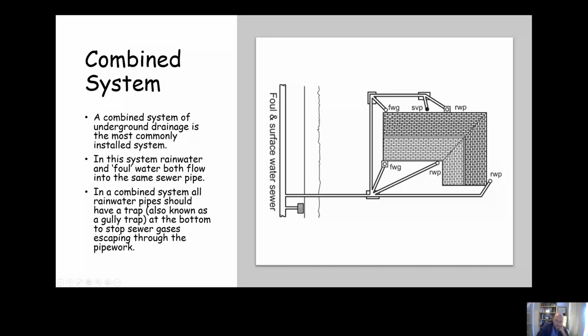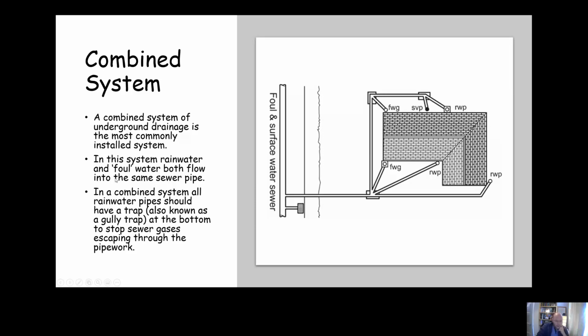It's where you have all of your drainage pipework, be it the foul water and the rainwater, all going into one pipe, one combined sewer. I'll very briefly talk about this. RWP stands for rainwater pipe, FWG is foul water gully, SVP stands for soil vent pipe, if you're interested. Okay, so all of our water, be it rainwater or foul water, all goes into one combined pipe for a combined system.